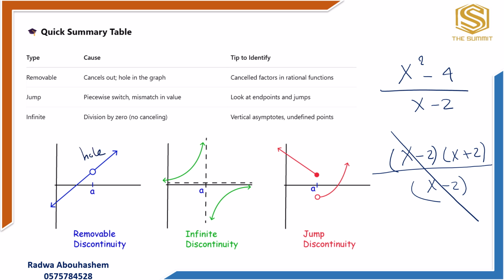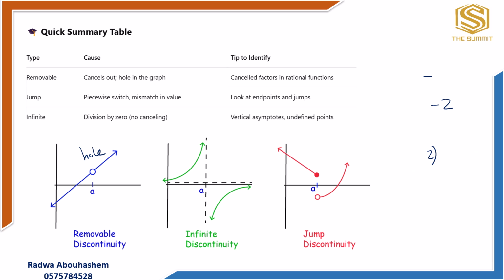Another type, we have the infinite discontinuity. You have it when you cannot cancel any factor. For example, here, x plus 2 over x plus 4. I cannot cancel any factors. This means I have infinite discontinuity.